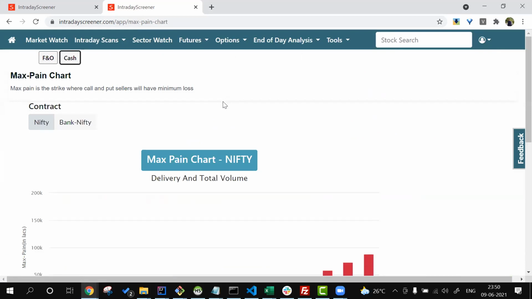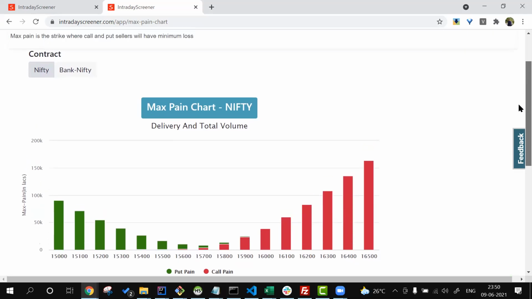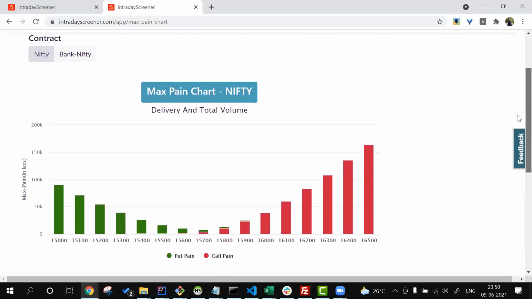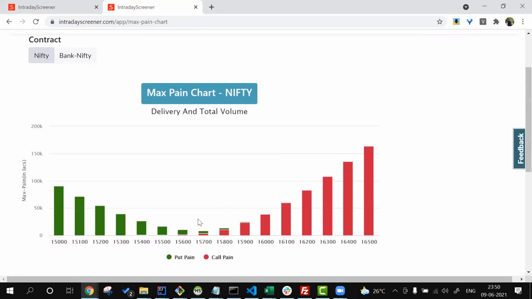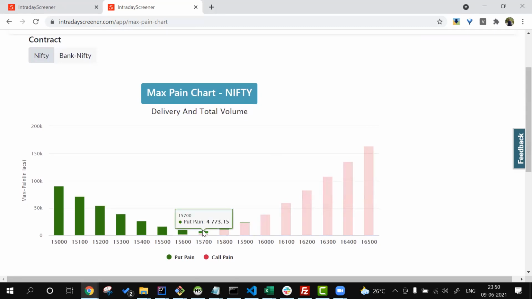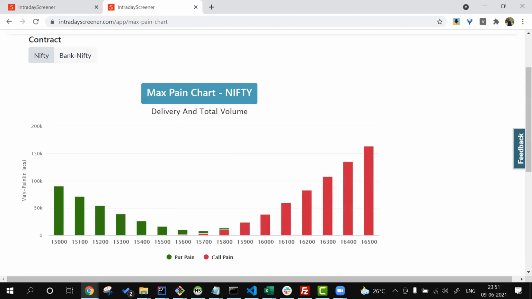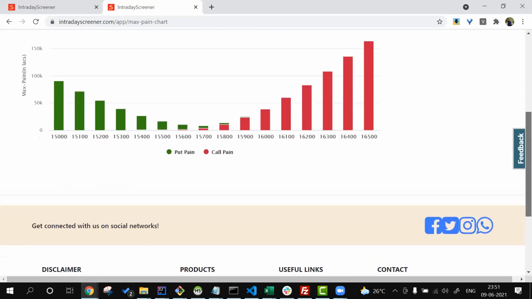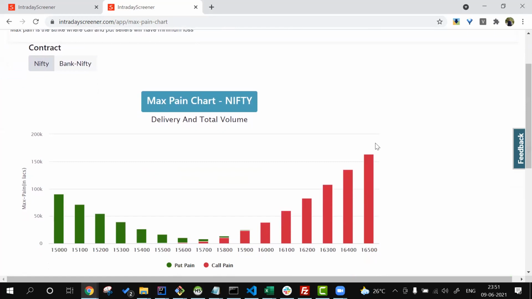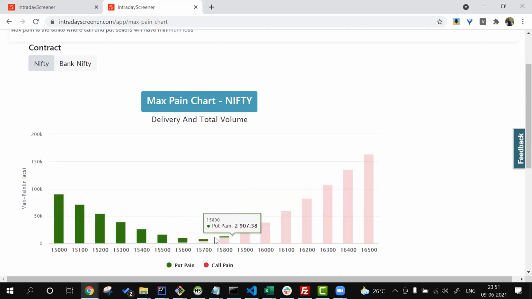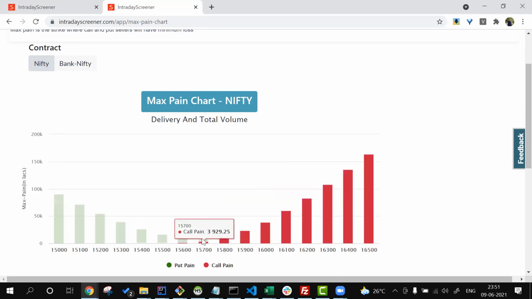The next one is the max pain chart. Max pain is a theory which says that the expiry will actually happen at that level where option buyers have maximum pain. So here it gives you the max pain level, which is the level where option buyers will have maximum pain, as in they face maximum loss. Here you can see put pain, call pain, and this is the max pain level. Most of the option sellers will have losses in this range and in this range, and here is the point.